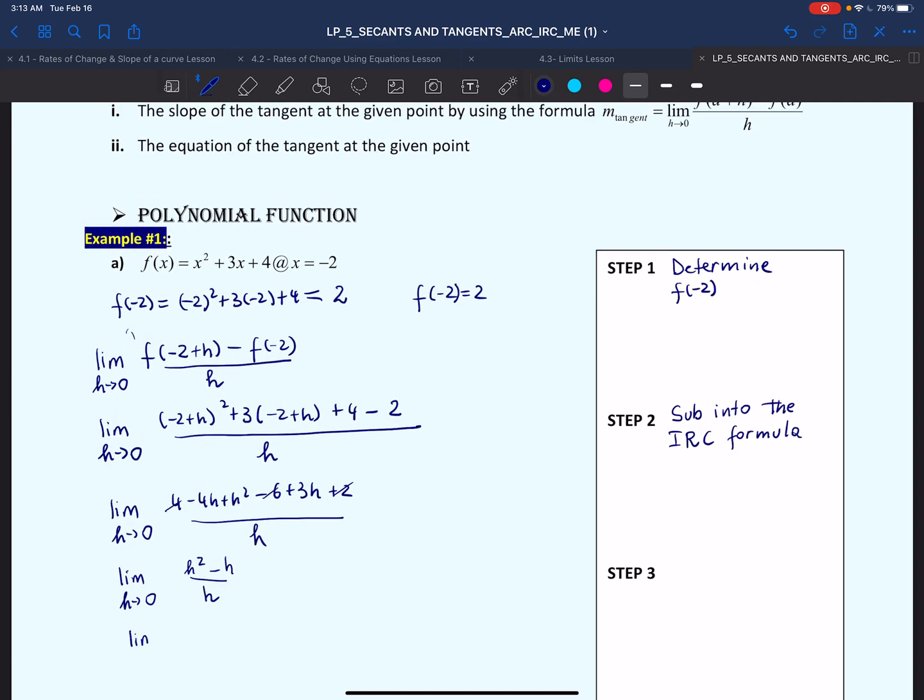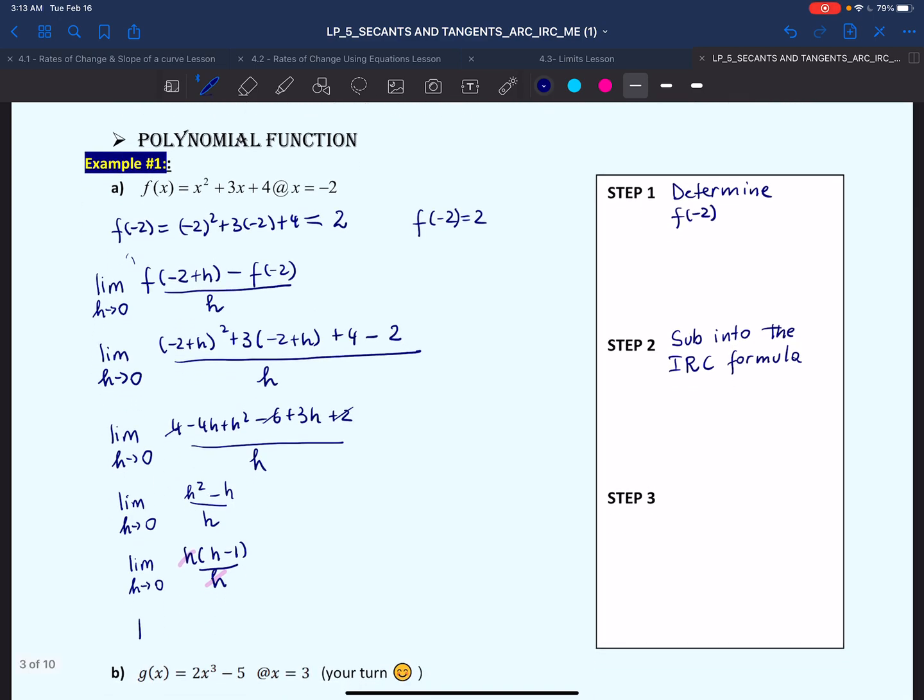We factor out h. And that will allow us to simplify the h from the denominator. So that would turn into a determinate form limit. So now we can substitute h by 0, and we'll say that the rate of change of the function at negative 2 would be negative 1. So two things, the slope of the tangent equals negative 1, and the instantaneous rate of change will be negative 1.